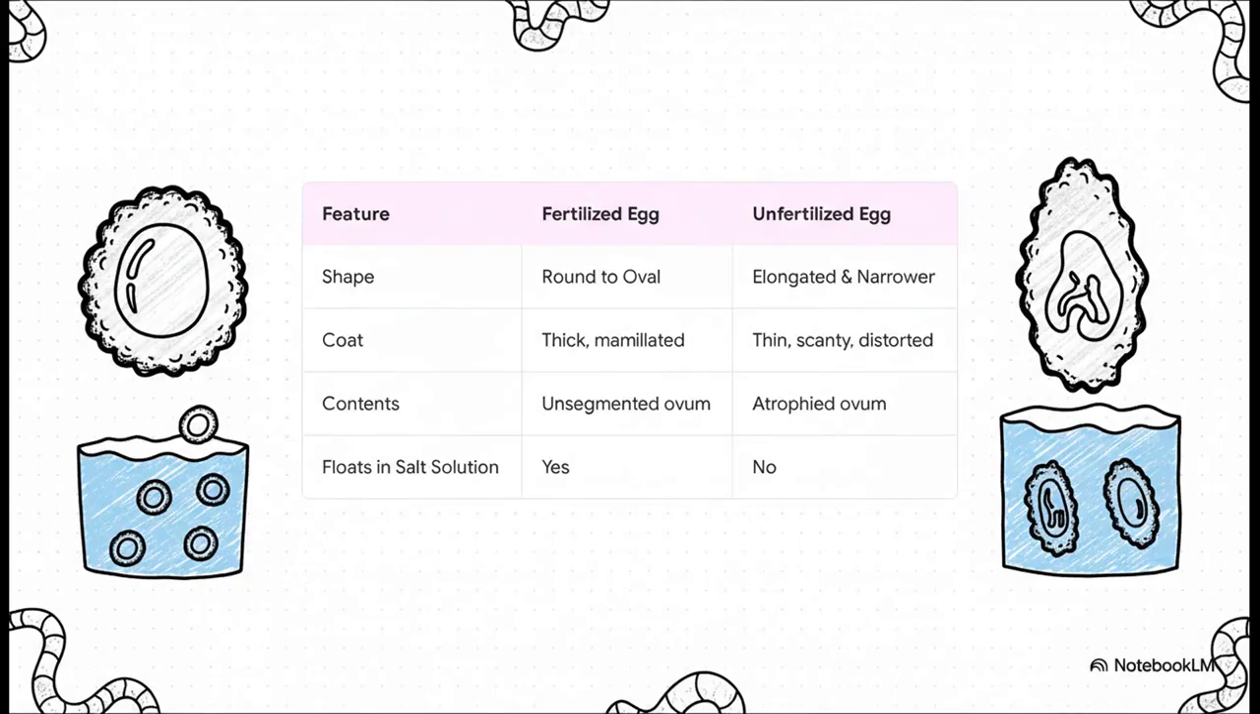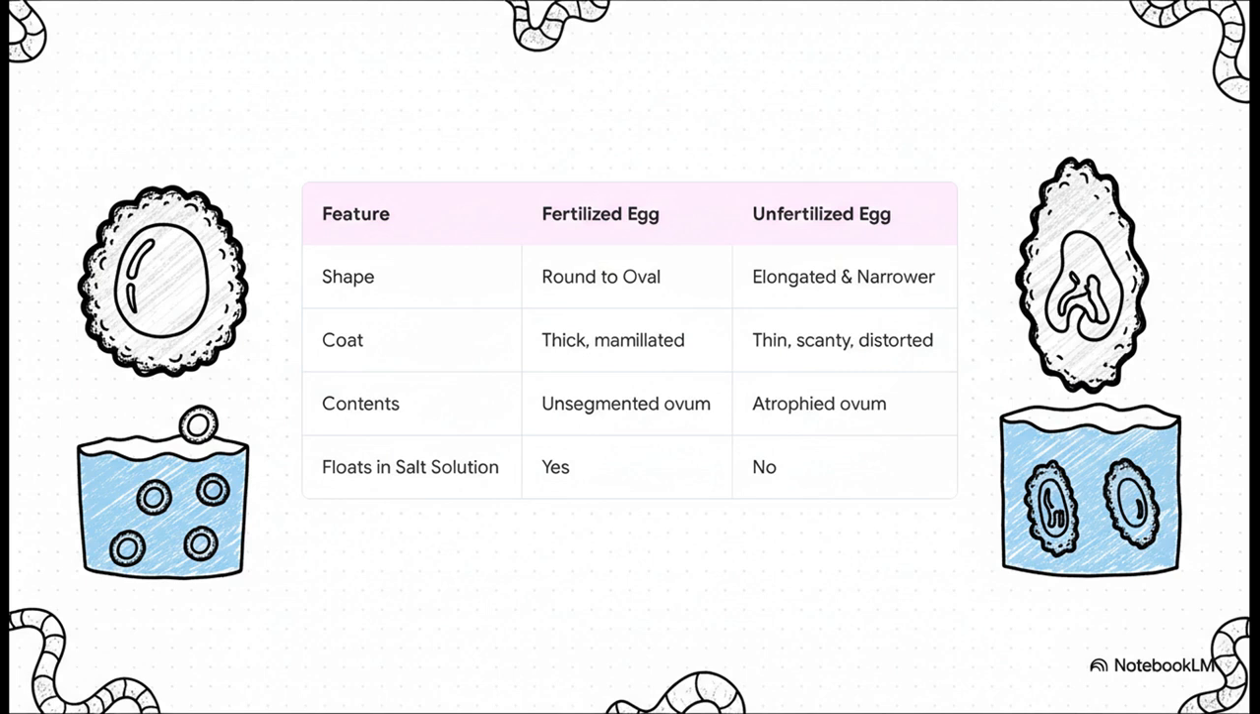This table lays it all out beautifully. Take a look at the fertilized egg on the left. It's round to oval, and it has this thick, bumpy coat. We call that mamillated. Inside, you've got a clear, unsegmented ovum. Now, the unfertilized egg is a whole different story. It's longer, narrower, with a thin, kind of distorted coat and a shrunken-up ovum.